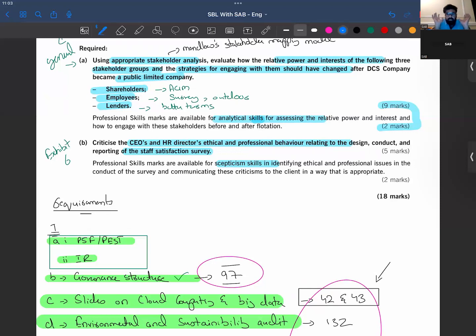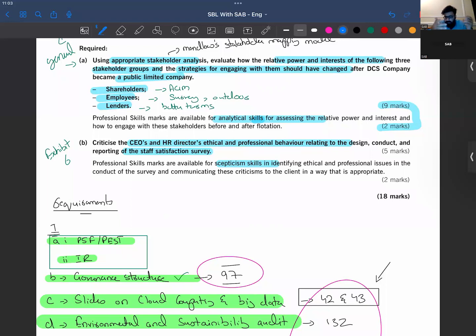It's the perfect general requirement. They want you to compare the power and interest of shareholders, employees, and lenders before flotation and after flotation. Like before flotation, what was the power and interest of shareholders? And after flotation to a public company, when it's private and when it's public, you need to compare all 3 stakeholders.